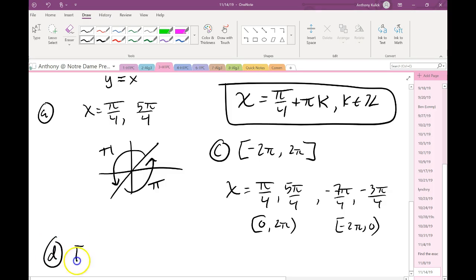D, we're looking for things between negative pi and positive 4 pi.